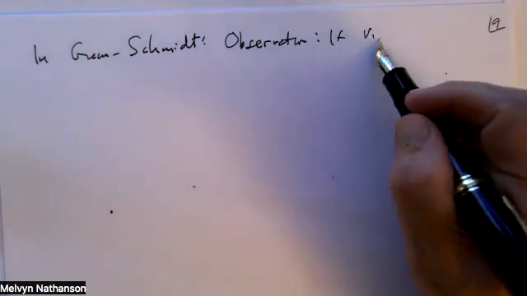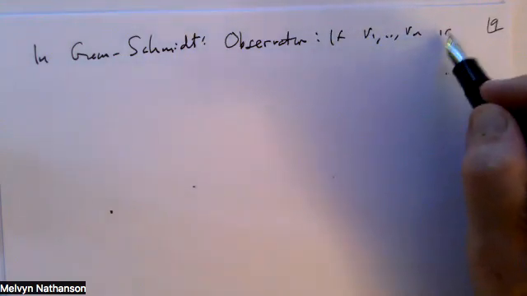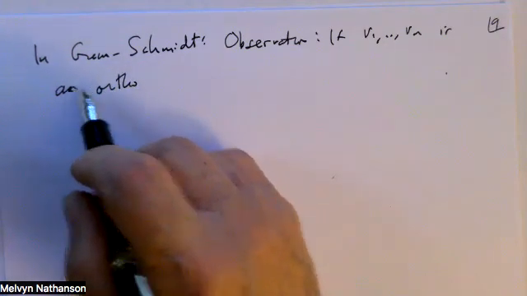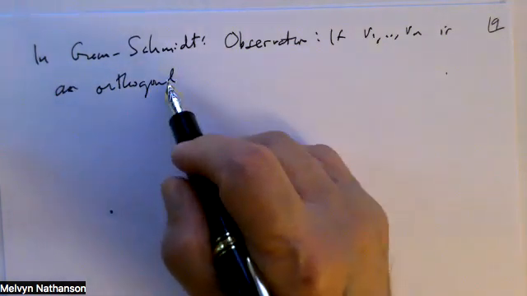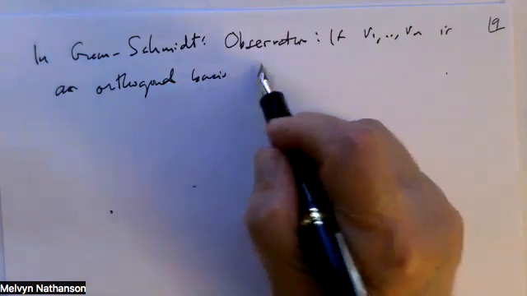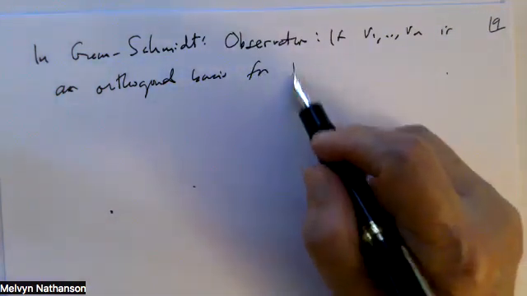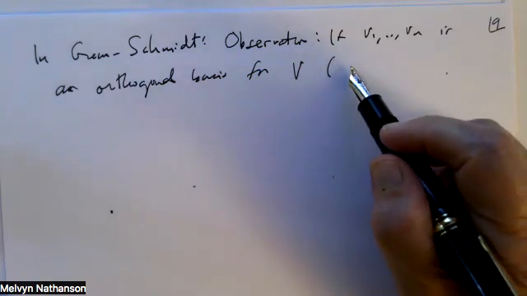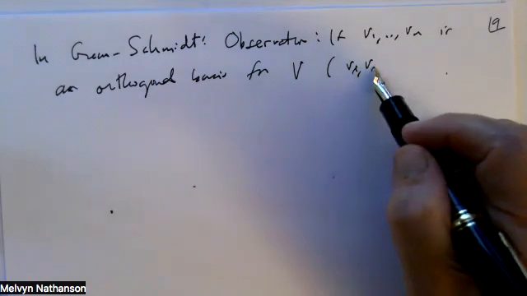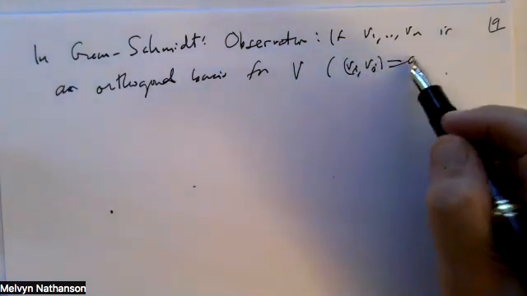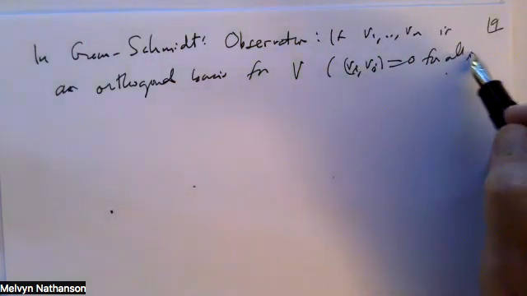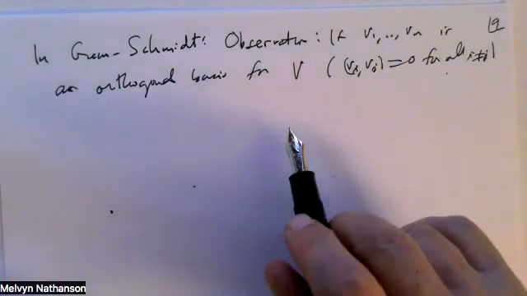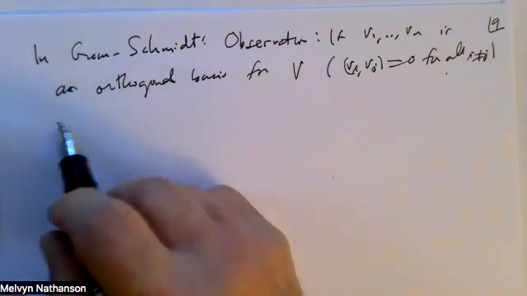If V1 up to Vn is an orthogonal basis for a vector space V, that means that if I take the inner product of Vi and Vj, that's 0 for all i different from j. That just means every two different vectors are mutually orthogonal or perpendicular.